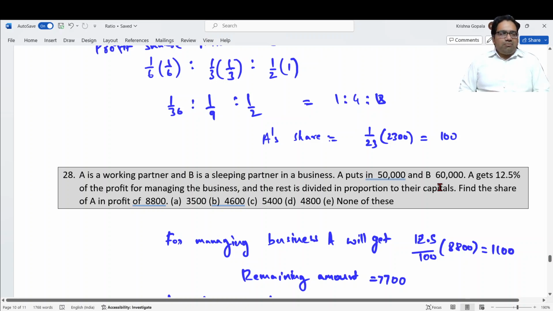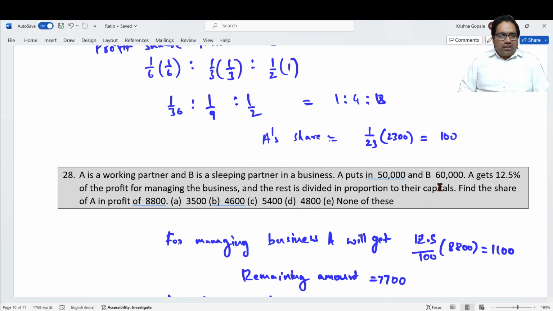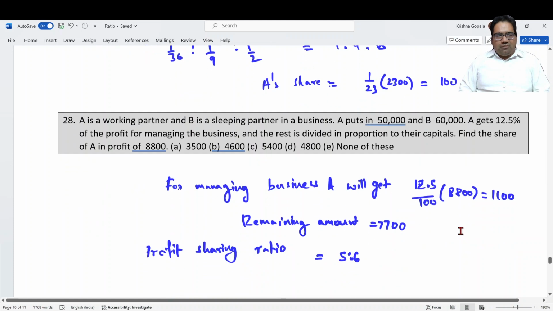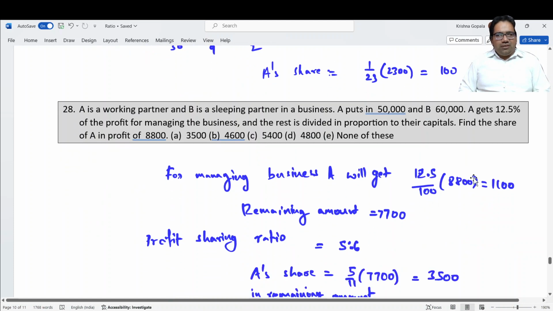Find the share of A in a profit of 8800. Right, total is 8800. First, we have to give 12.5% to A. 12.5 into 8800 by 100 is equal to 1100. First, 1100 goes to A just for managing the business. What is remaining? 8800 minus 1100, 7700. So now the profit sharing ratio of the 7700 should be in the ratio of 5 is to 6, because A has put 5, B has put 6, and they both put for the same amount of time.